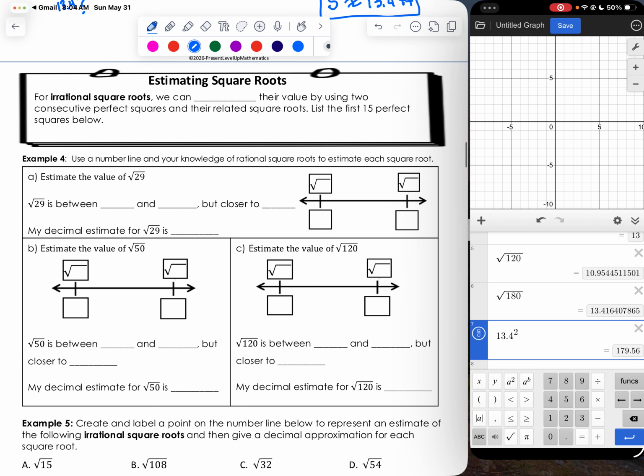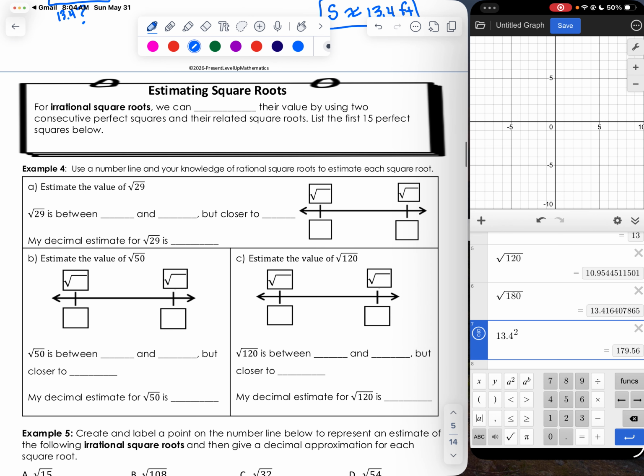Now, one important skill to have is to be able to estimate irrational square roots so that you can approximate its value. So for irrational square roots, we can estimate their value by using two consecutive perfect squares and their related square roots. List the first 15 perfect squares below.